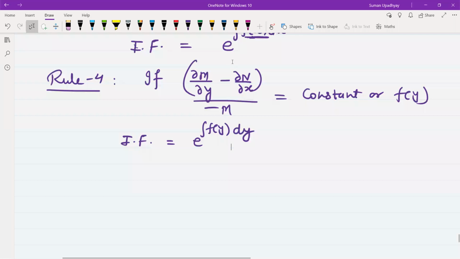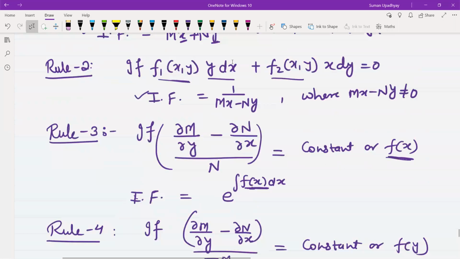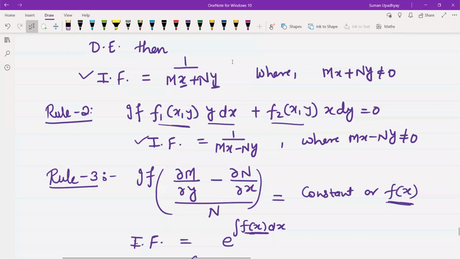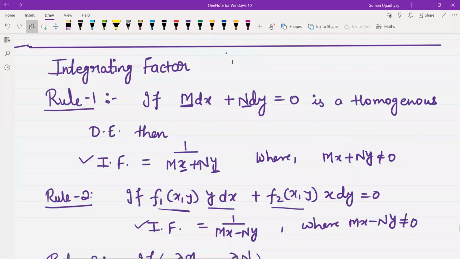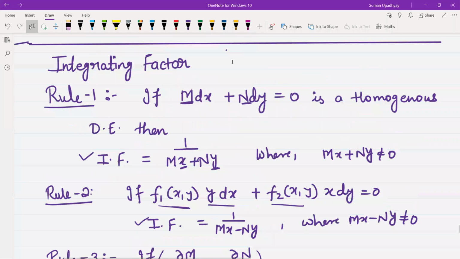Yes, ma'am. Okay, so let us revise all the rules one by one. So tell me, when are you going to apply rule number 1? What is integrating factor first of all?